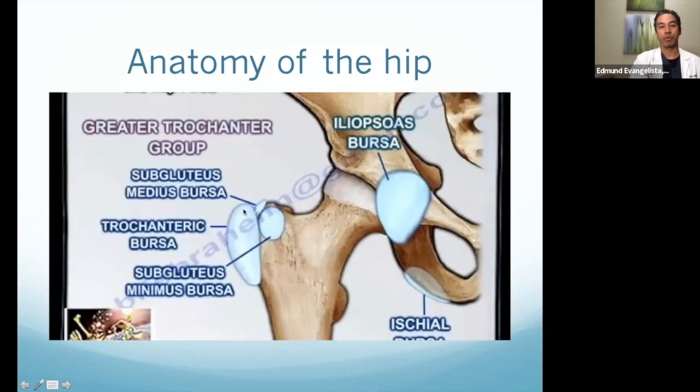Then there are several bursa around the hip. You have bursa all over your body, around the hip joint, knee joint, and shoulder joint. Bursa is a small fluid-filled sac that allows normal gliding motion between muscles, tendon, and bone. So around the hip, the most important bursa is the greater trochanter bursa or trochanteric bursa on the side of the hip. Below that, there are two smaller bursa beneath the gluteus medius and minimus tendons. In the front of the hip, you have the iliopsoas bursa.